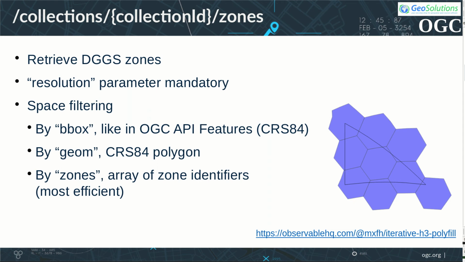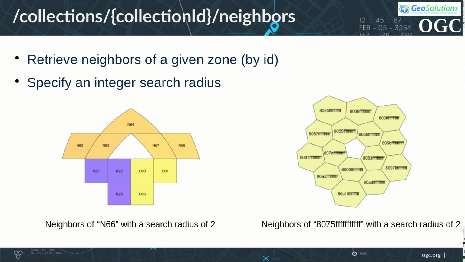By a CRS-84 bounding box, just like in OGC API Features, by a CRS-84 polygon, and finally, by a list of parent zone identifiers. The latter is at the same time native to DGGS and the most efficient in terms of data retrieval. A dedicated resource allows to retrieve neighbors of a given cell up to a certain search radius expressed in number of cells. Here are the results of searching with a radius of 2 cells in both RealPix and H3.